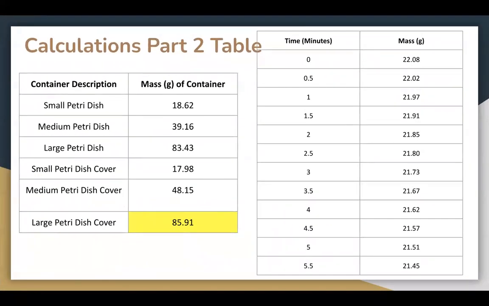Based on the data tables that were calculated and measured, the left table represents the measured values of the dishes with the alcohol. In this case, the large Petri dish had the highest mass of 85.91, including the alcohol. The right table, when plotted, will represent the rate of evaporation with the use of time and mass. This would determine the rate of evaporation based on the correlation and slope of the graph when plotted.